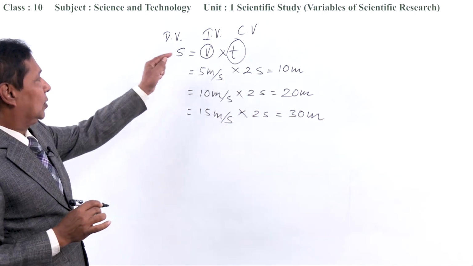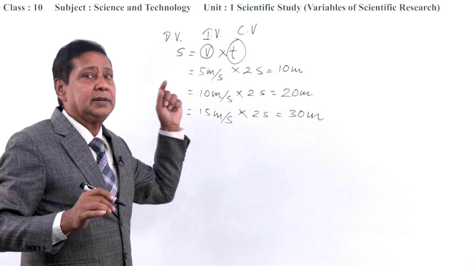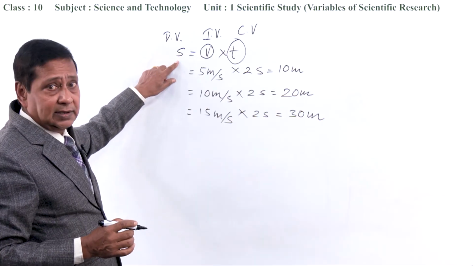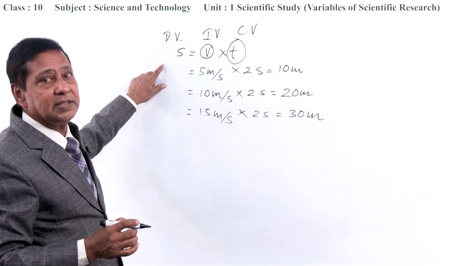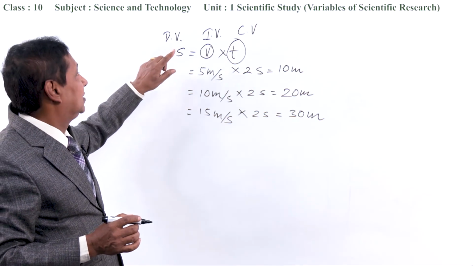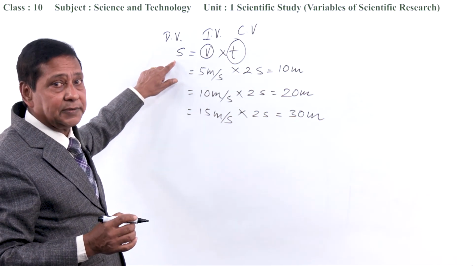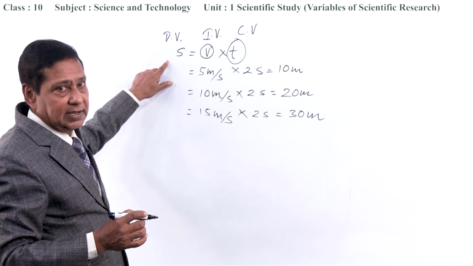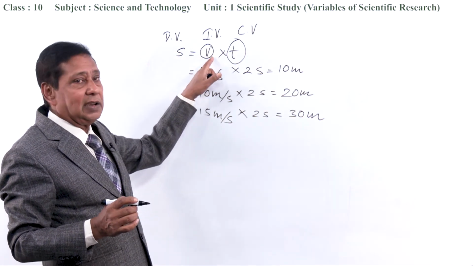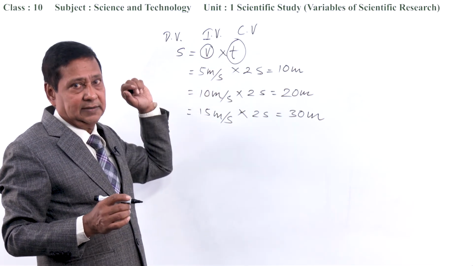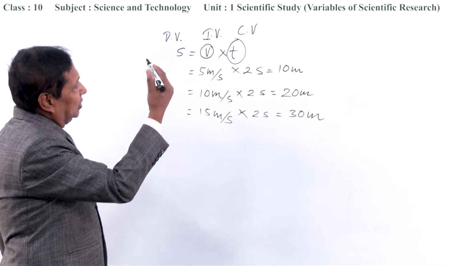Now looking at this equation, you can understand very clearly that the dependent variable is usually taken on the left hand side of the equation. S, this displacement, is taken on the left hand side. The dependent variable is usually taken on the left hand side, and the independent variable we have to take on the right hand side. In the same way, we can take other examples also.